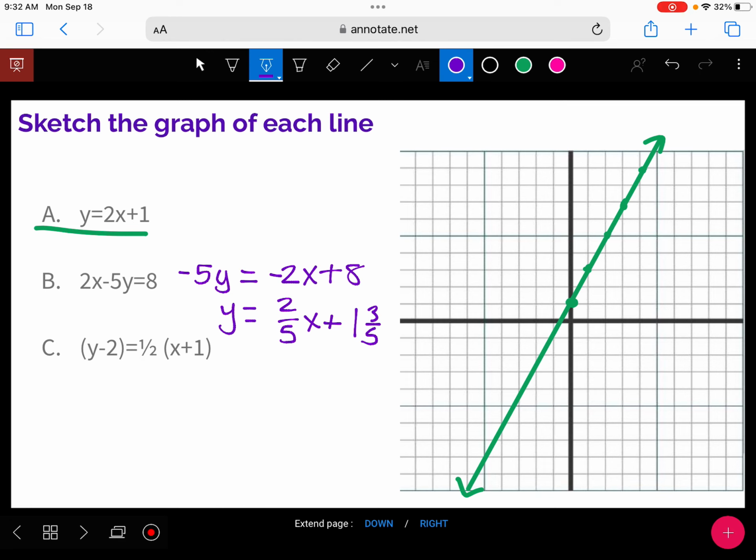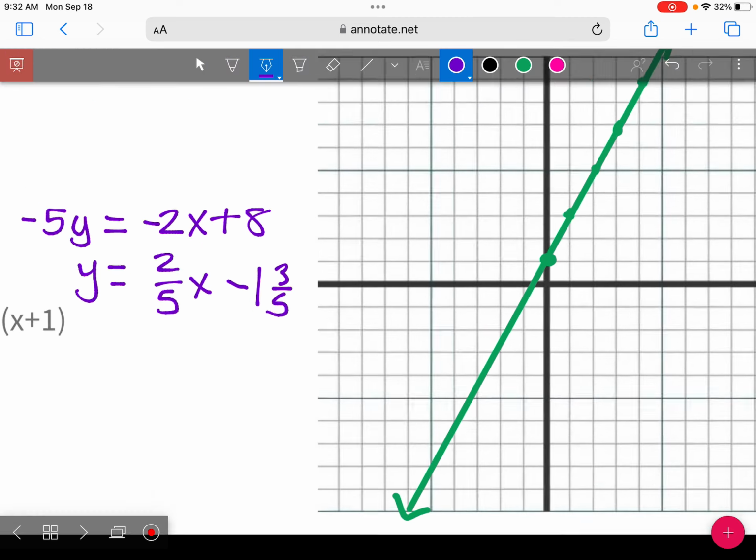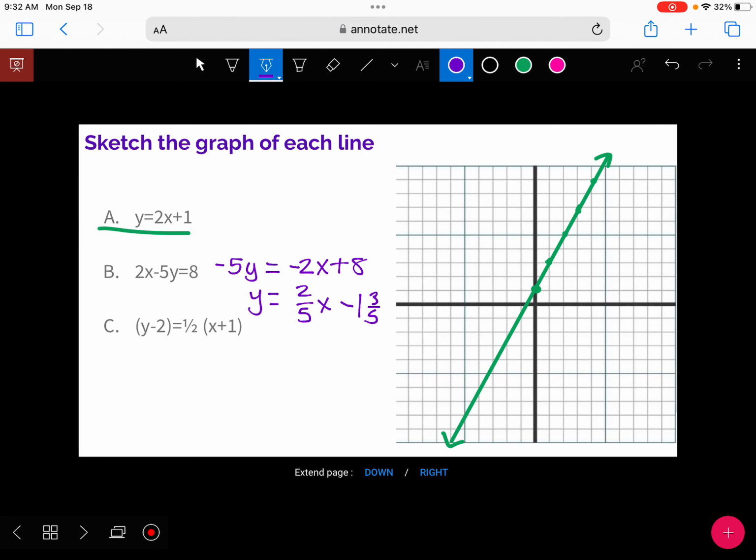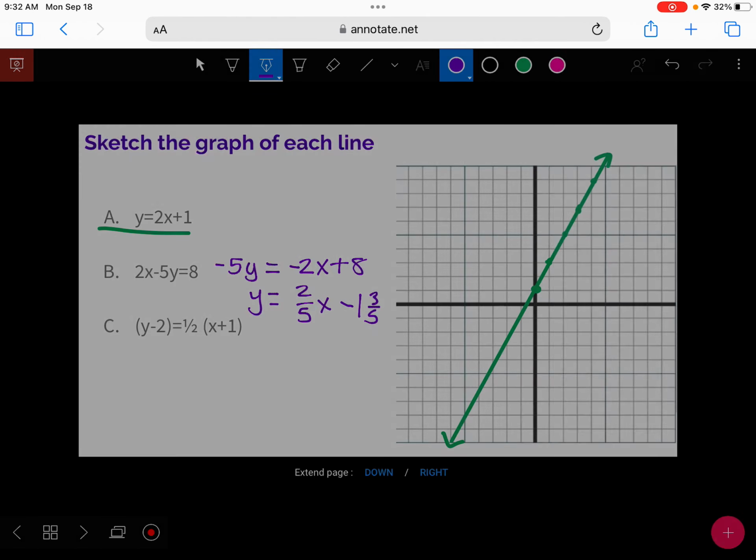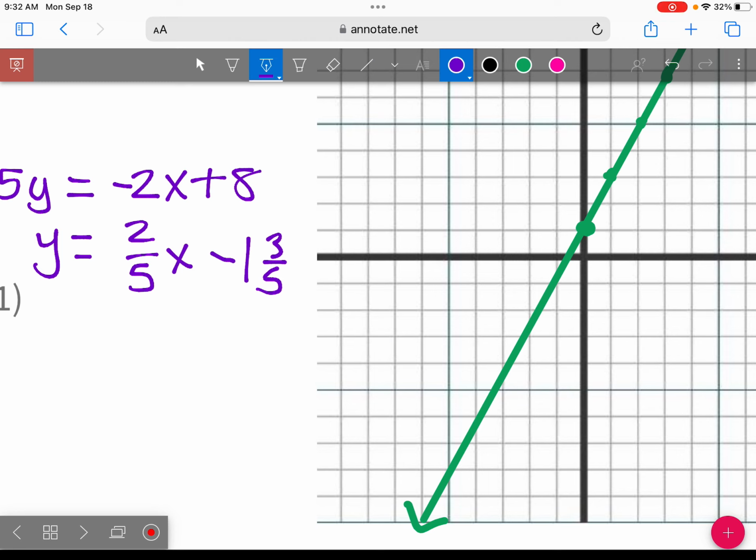Where'd I get the minus 5? Oh, it would be negative. You're right, it would be negative. We divided both sides by negative 5, so it would be 8 over negative 5, or negative 1 3/5. Oop, sorry.